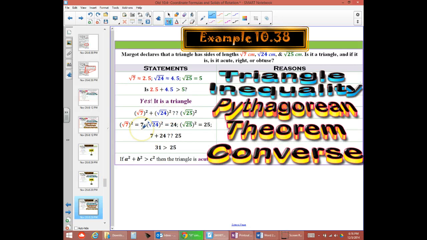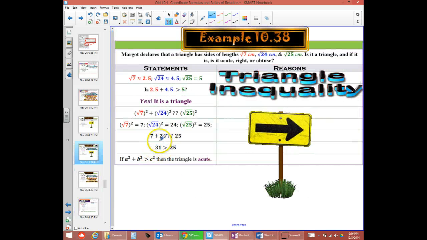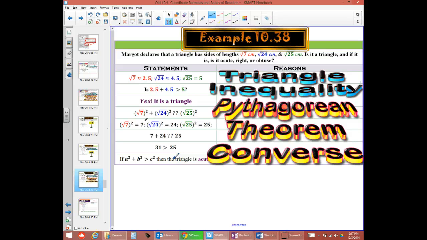Right here, I have square root of 7 becomes 7. Square root of 24 squared is 24. Add those two together, we end up with 31 is greater than 25. Since that statement is true, we've got to come down here and use that in the converse. So we say a squared plus b squared is bigger than c squared. Off of your cheat sheet, you'll find that means it's acute. Our final answer is acute. The reasons over here are what you write on your notes. This is what you actually do on your homework.